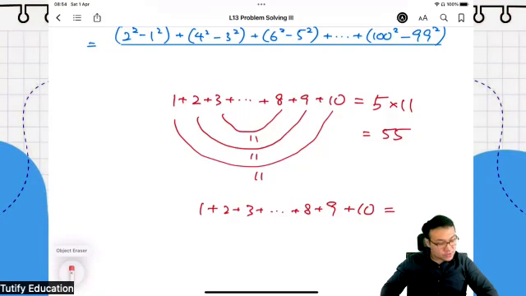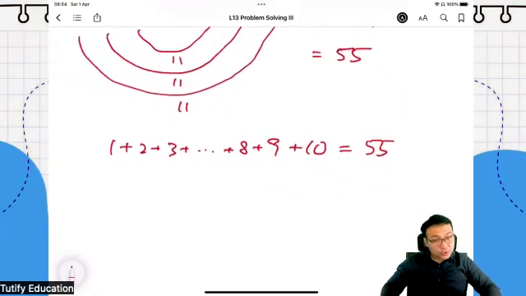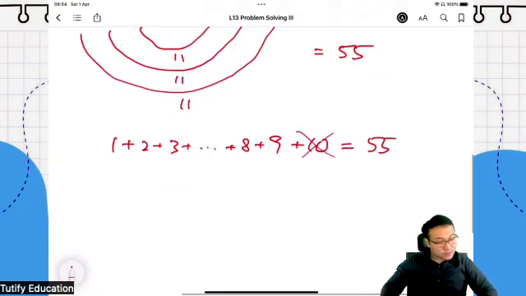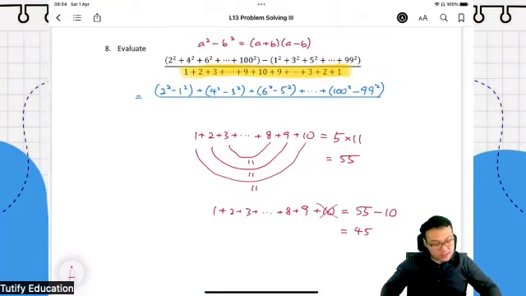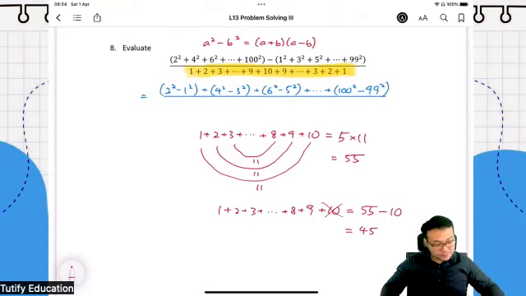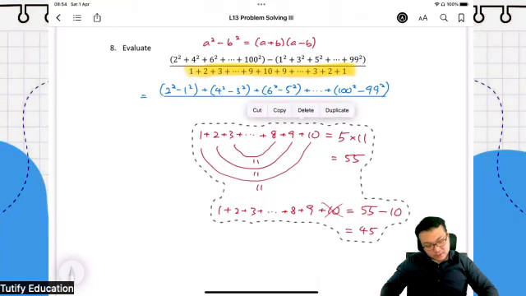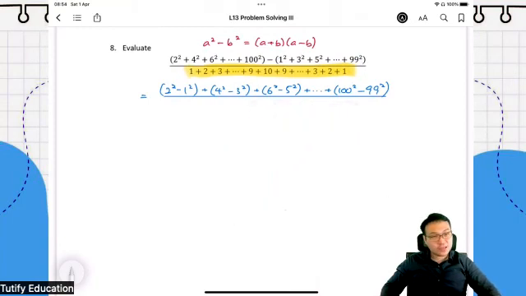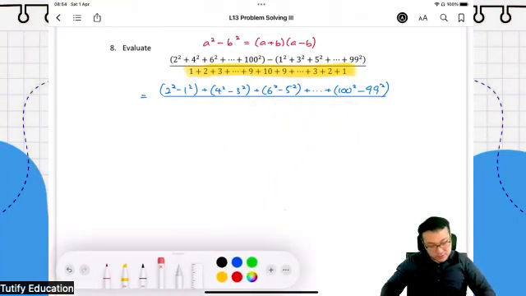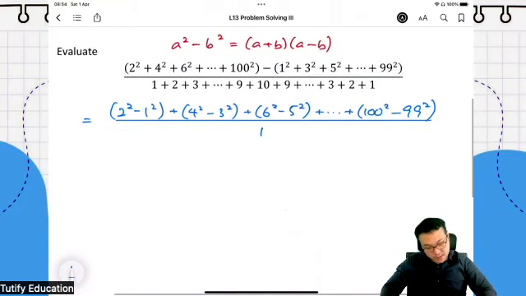Let's say it's 1 plus 2 plus 3 until 10. The answer is 55. Yes or no? Now I want to get rid of the 10. What must I do to the 55? 55 minus 10. So what's the answer? 45. Very good. So then what's the answer for the entire bottom? 45 plus 55. Yes, and that gives you 100. Good job. Okay, thank you, Joel. Well done. So students, the bottom will be 100. So let's write 100. Okay, moving on.